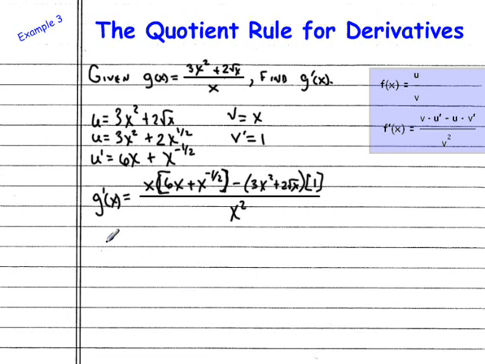But of course there's always algebra involved after these derivatives, so we need to see if we can't clean things up, that is, expand our numerator and see what simplification might occur.